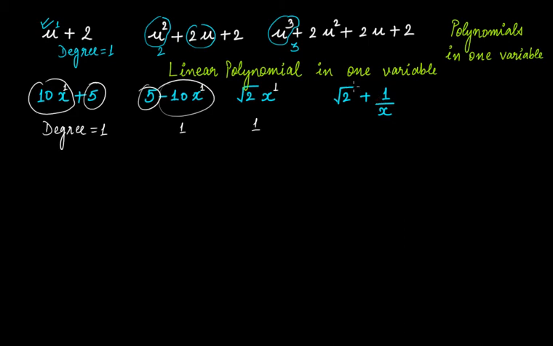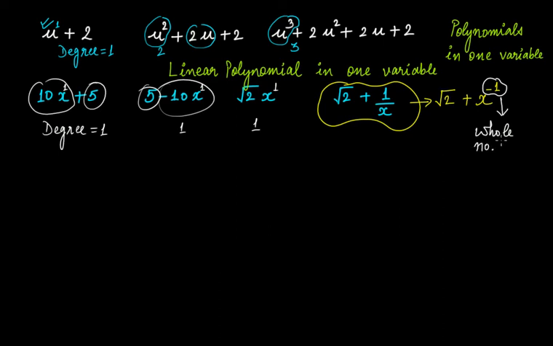I'm sorry for this. This is not a polynomial. Why is this not a polynomial? Because here it is actually square root of 2 plus x raised to the power of minus 1, right? This is x raised to the power of minus 1. This is not a whole number, therefore this is not a polynomial. So only 3 are polynomials, and these 3 are linear polynomials in one variable.